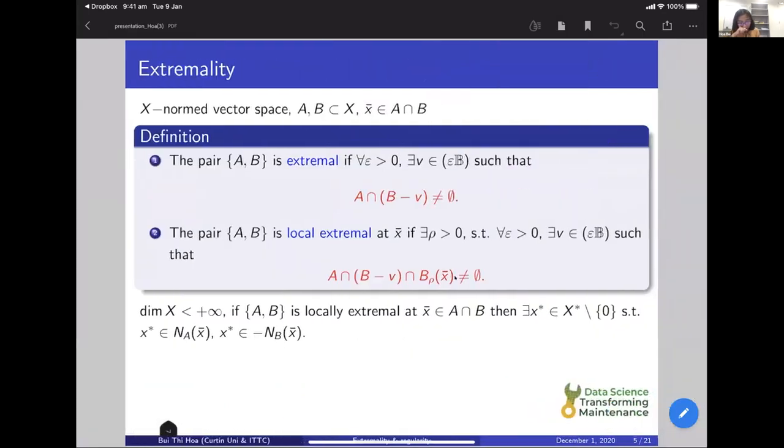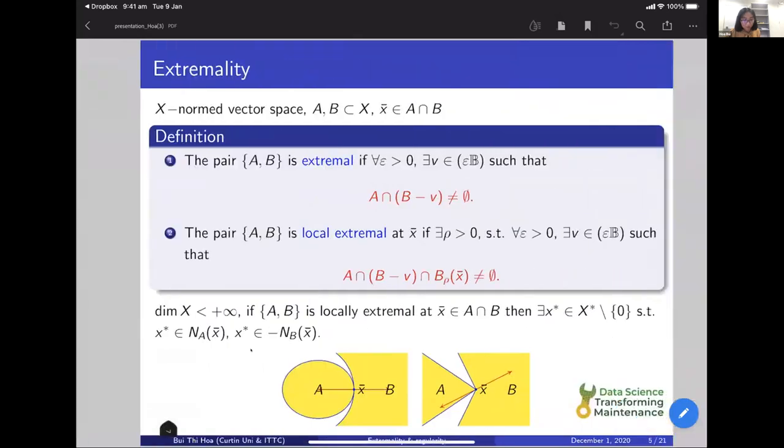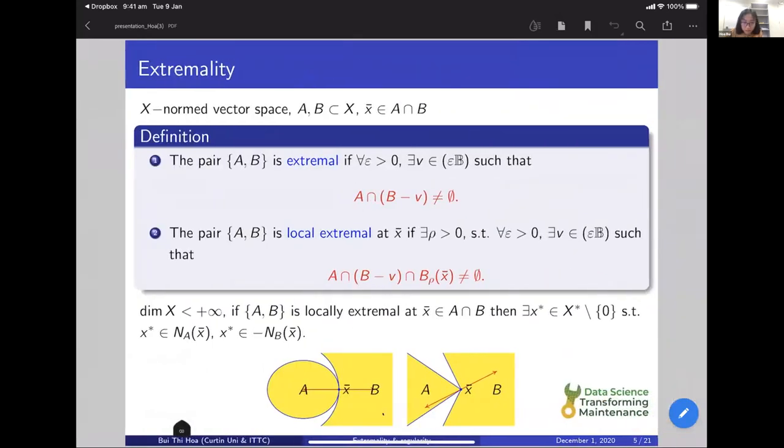So when the dimension of x is finite, then local extremality implies the existence of the dual vectors. That is, they belong to the normal cone of one set and the opposite normal cone of another set. This recovers exactly what we want from the convex separation theorem. So look here. This one is an old setting we considered before. This one is a new setting.